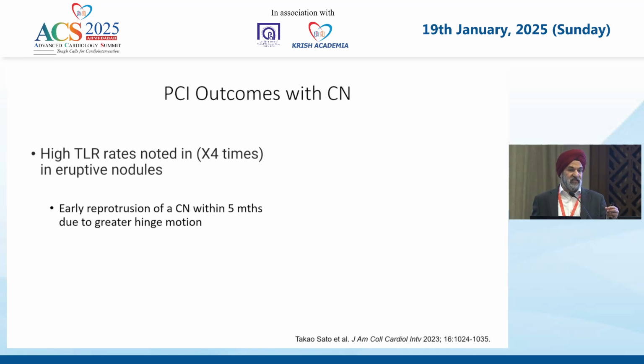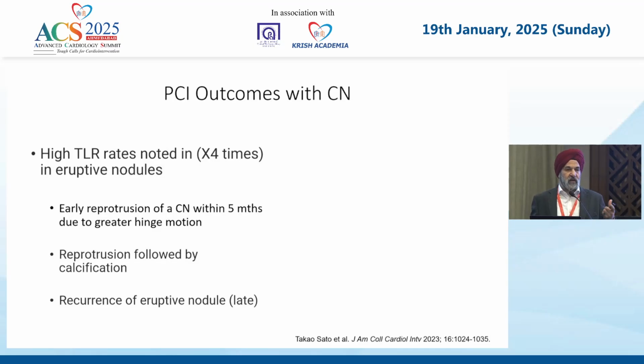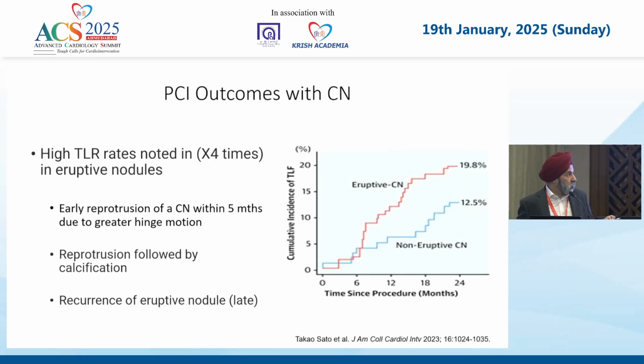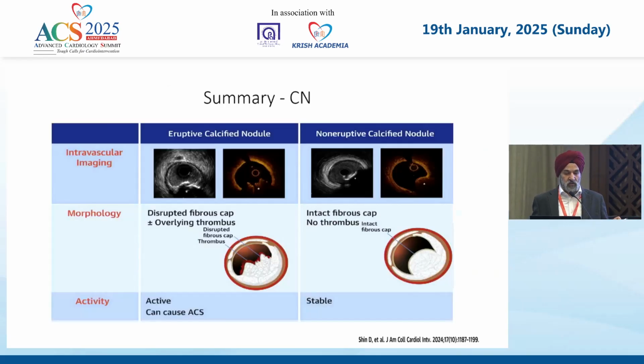Because these are at hinge point, these are broken small calcium fragments. They protrude through the stent struts. Then this happens within 6 months. There are a lot of case reports. And the other thing which can happen is that there can be small reprotrusion which gets calcified, or there can be recurrence which can happen. So overall, the eruptive nodules have much higher rates of target vessel failure compared to non-eruptive nodules.